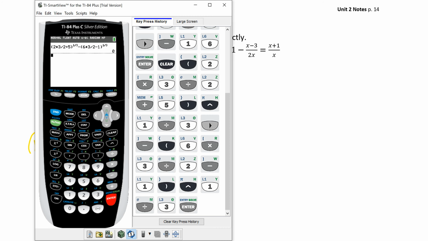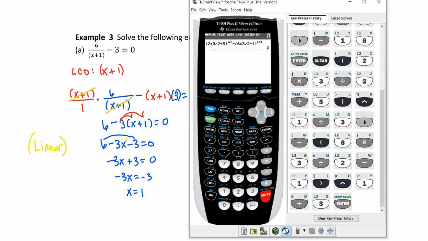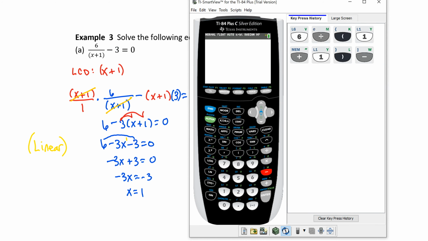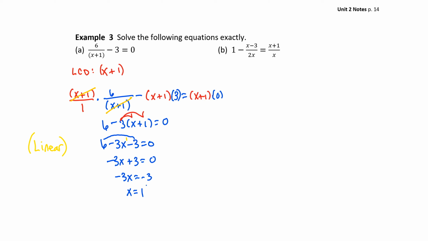Now, let's check it. I'm going to go back to the original equation, and I'm going to plug 1 in for x. So I have 6 divided by parentheses, 1 plus 1 close parentheses, minus 3. And we get a balanced equation. So x equals 1 is the correct answer.